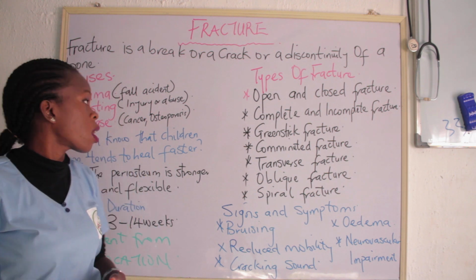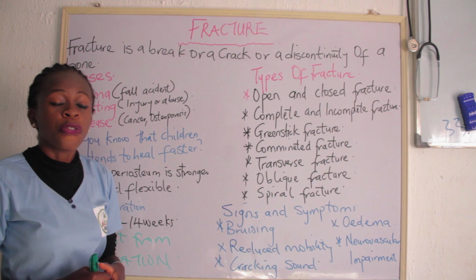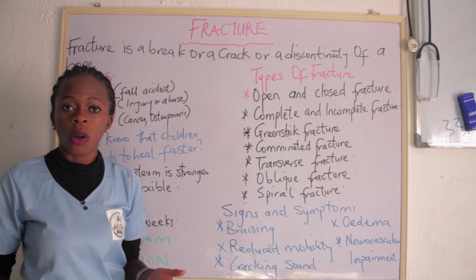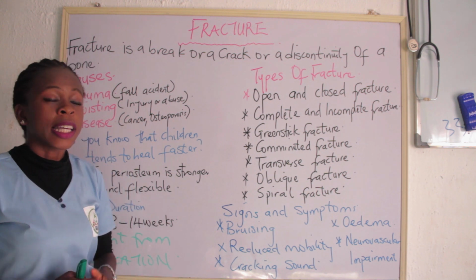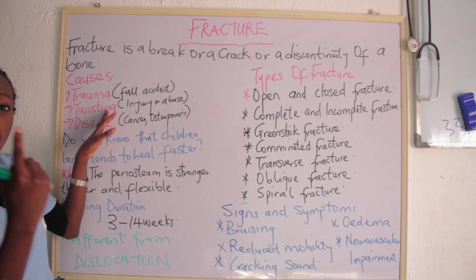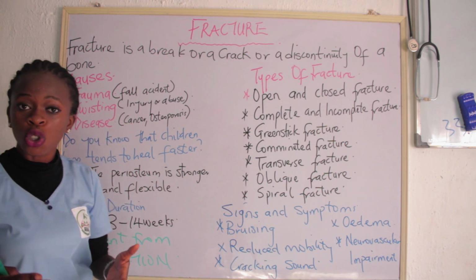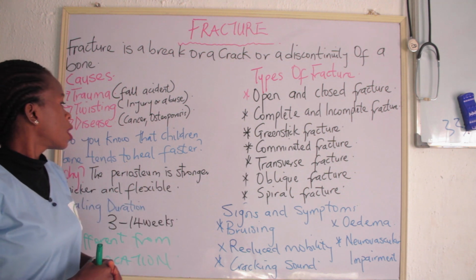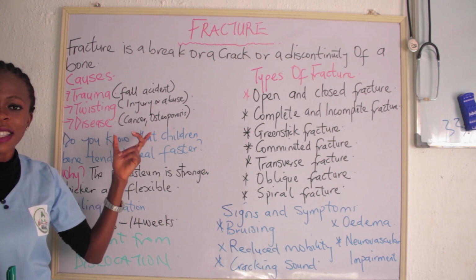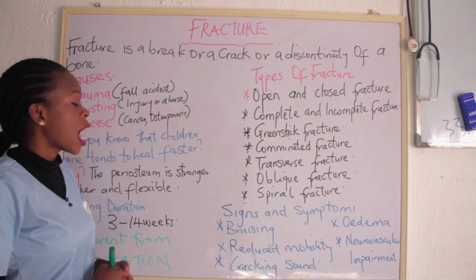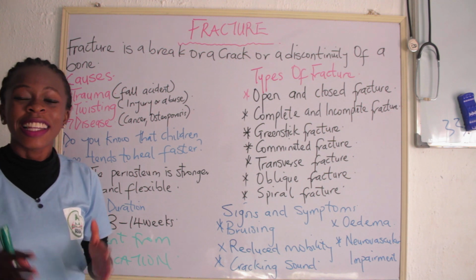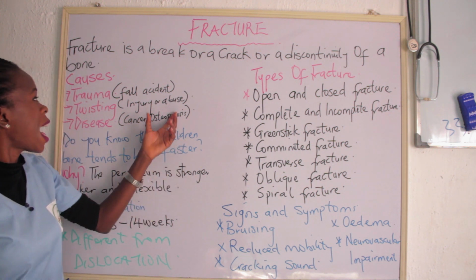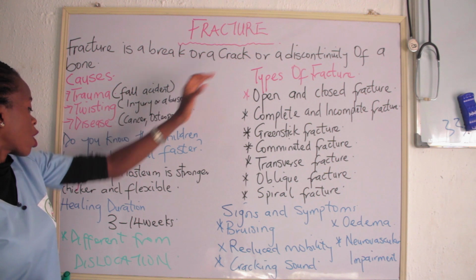Then that takes us to the causes of fracture. The first we have here is trauma. Trauma could be as a result of a fall or an accident. Then the other we have here is twisting. You know when something twists. For example, injury, abuse on the child can also result in fracture. Then the other cause we have here is disease. Disease such as cancer and osteoporosis. The cancer of the bone is known as what? Osteosarcoma. So these are the likely causes of fracture.